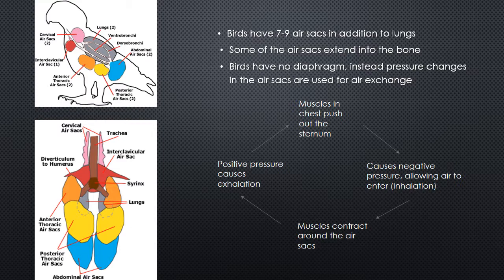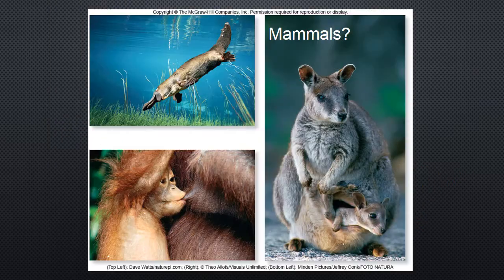So as the muscles in the chest push the sternum out, that causes negative pressure, allowing air to enter into the lungs, or inhalation. And then muscles contract around the air sacs to then contract the air sacs, and that positive pressure causes exhalation. And it's actually on the exhalation that the gas exchange is most efficient. So bird lungs are actually more efficient than human lungs, so for whatever that's worth.